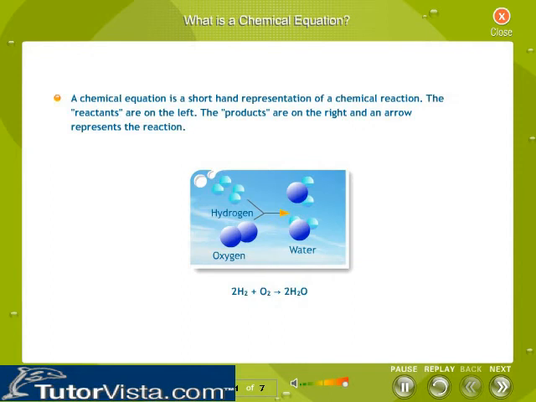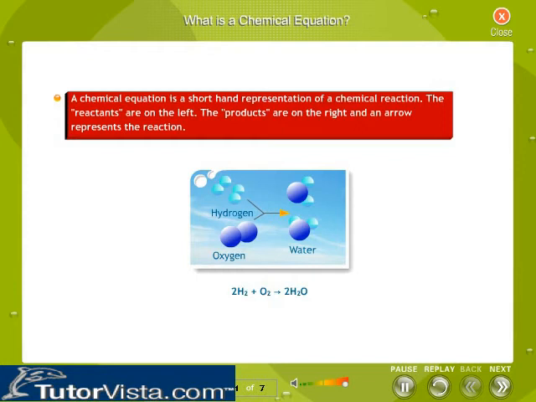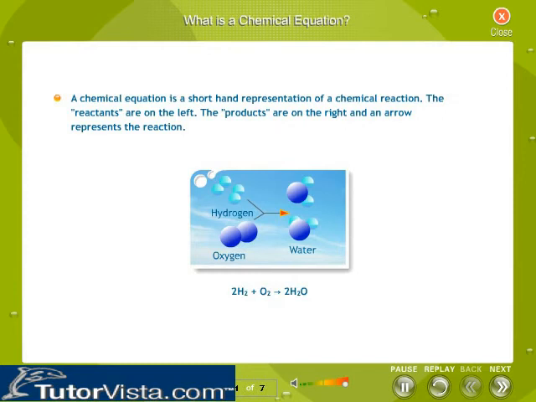Chemical equations. A chemical equation is a shorthand representation of a chemical reaction. The reactants are on the left. The products are on the right, and an arrow represents the reaction. For example, the reaction of hydrogen with oxygen yields water. An equation would represent this reaction as shown here. The equation would be read as hydrogen plus oxygen yields water.